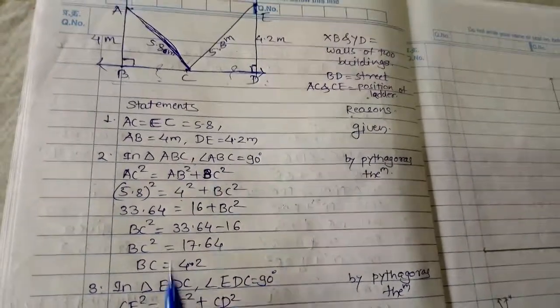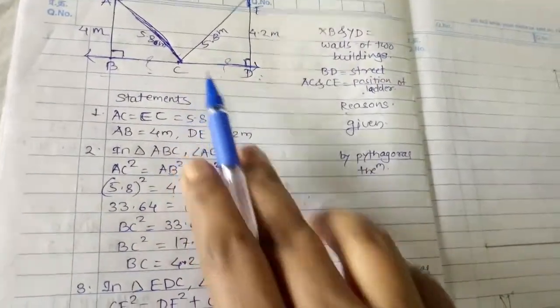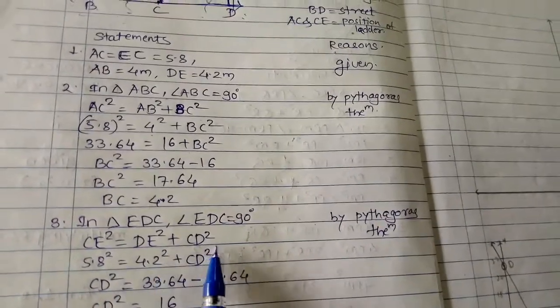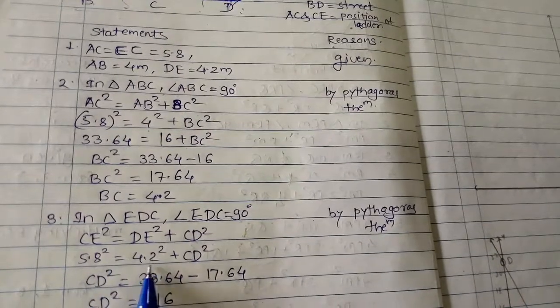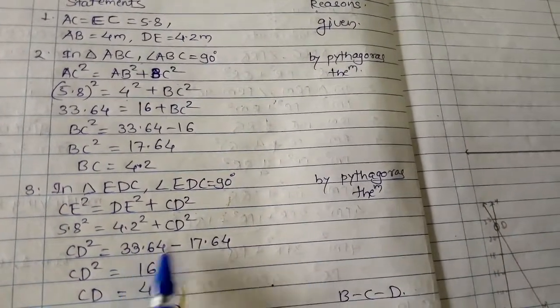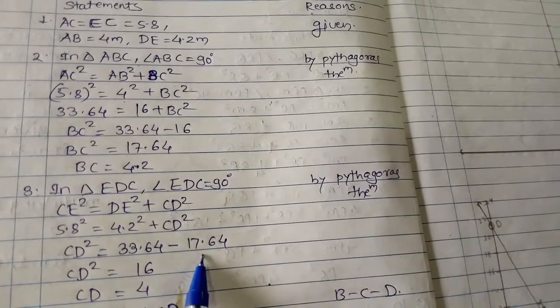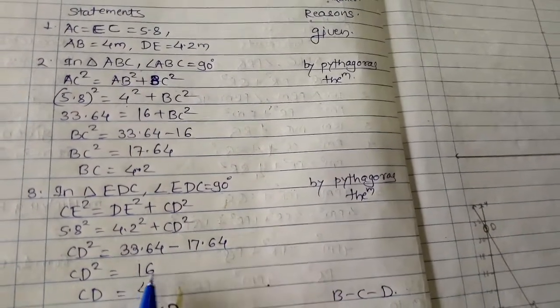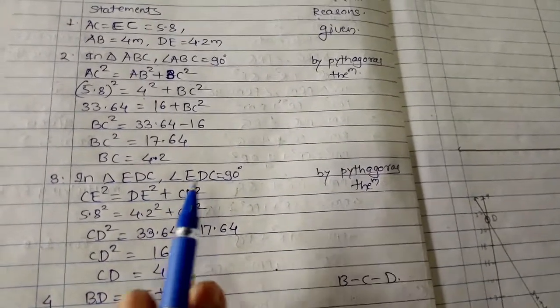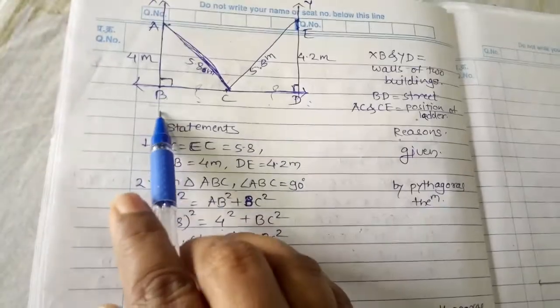Next, in triangle EDC, so see figure, again we have to use the Pythagoras theorem. So CE square is equals to DE square plus CD square, 5.8 square is equals to 4.2 square plus CD square. The square of this one is 33.64 and here it is 17.64, so after subtraction we get 16, and so the CD is equals to 4. So hence we find out the BC and CD.